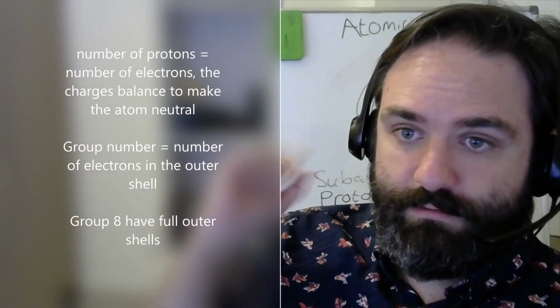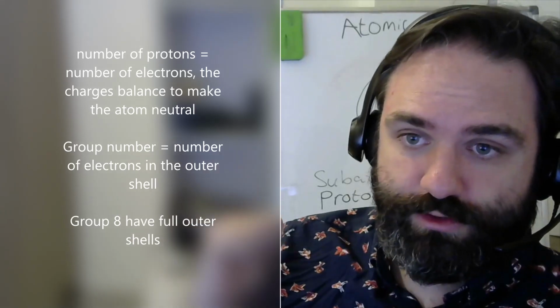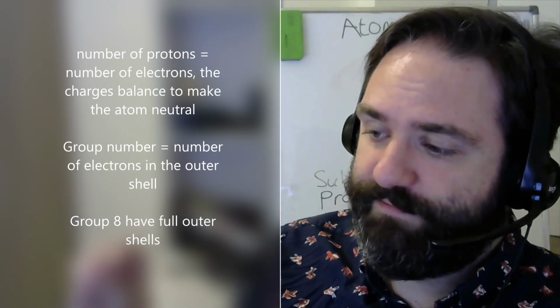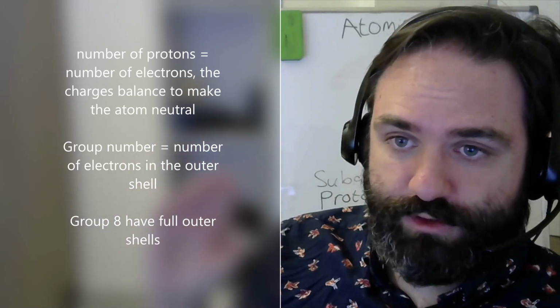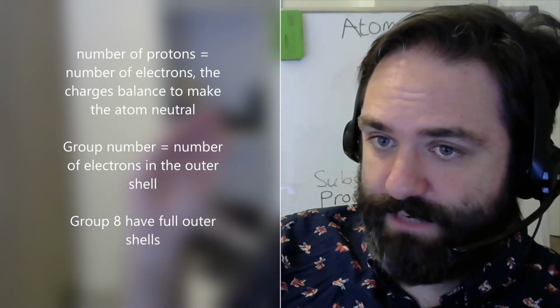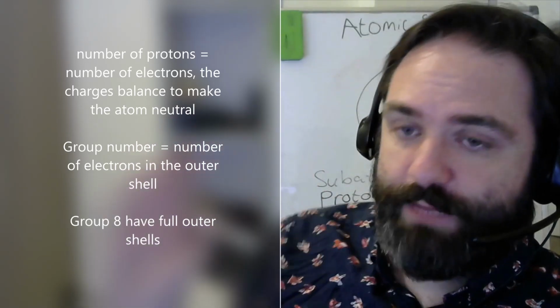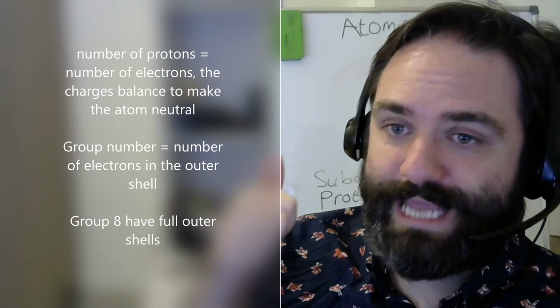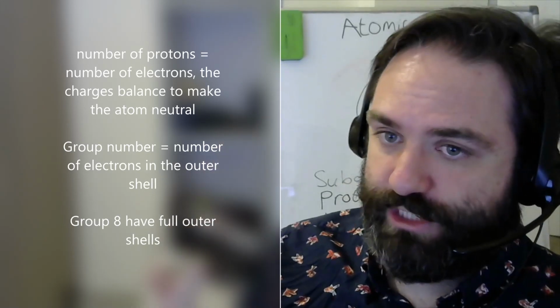So what we learned last time, just to sum it up, we learned that the number of protons and electrons is the same to make it neutral. That's because protons are positive and electrons are negative. And we also learned that electrons are arranged 2, 8, 8, and their position in the periodic table is affected by the number of electrons in the outer shell and the number of shells.